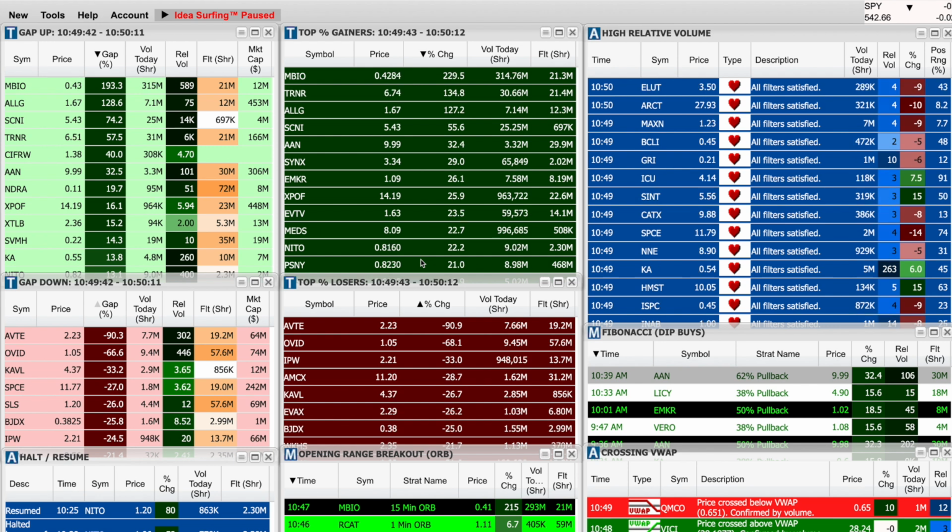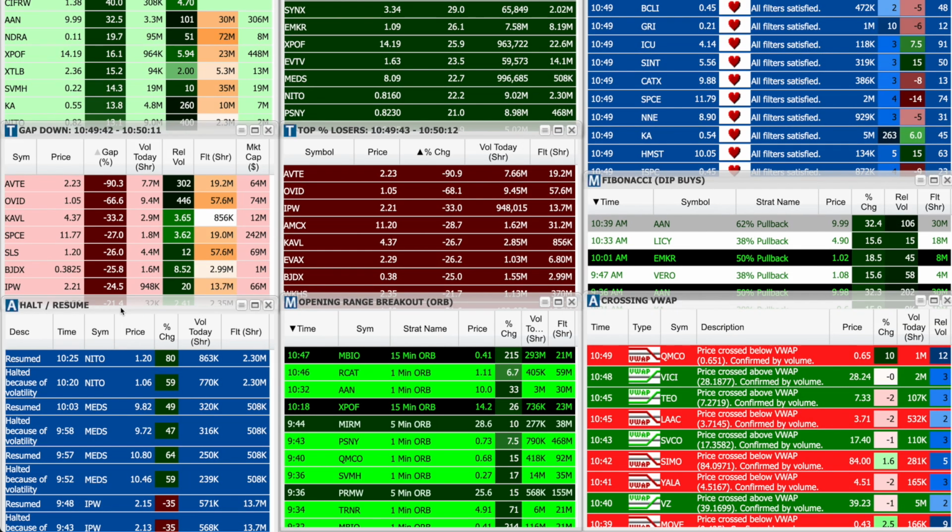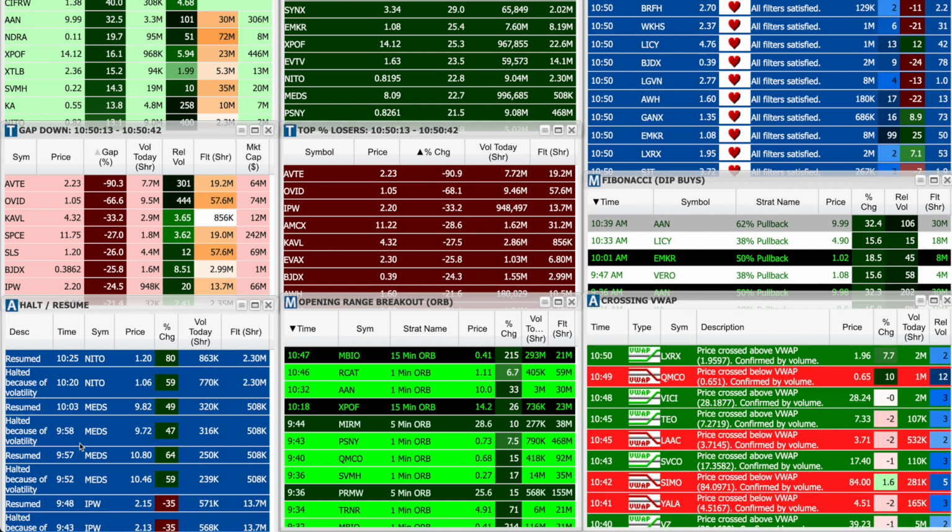And speaking of volatility, that's going to lead us to the halt resume scanner. This is going to notify us whenever a stock is getting halted by the SEC. Most of the time, as we can see by skimming through today's results, we're going to see that these stocks are halted because of volatility. If a stock is moving too quickly and has too much volatility, it can get halted by the SEC. That halt is usually going to last 5 minutes. However, it can last 10 minutes, 15 minutes, 20 minutes, 25 minutes, and so on and so forth.